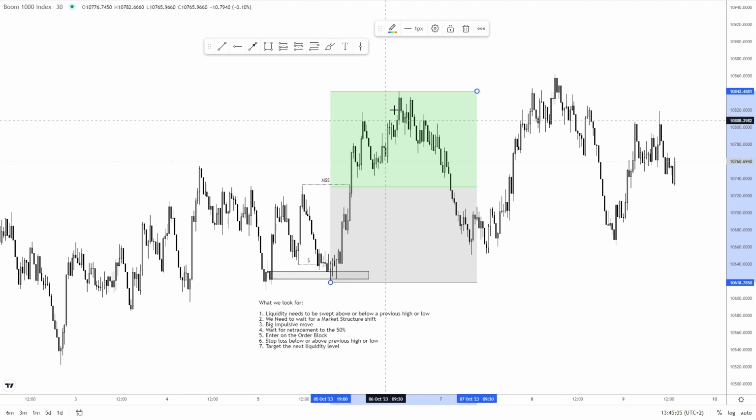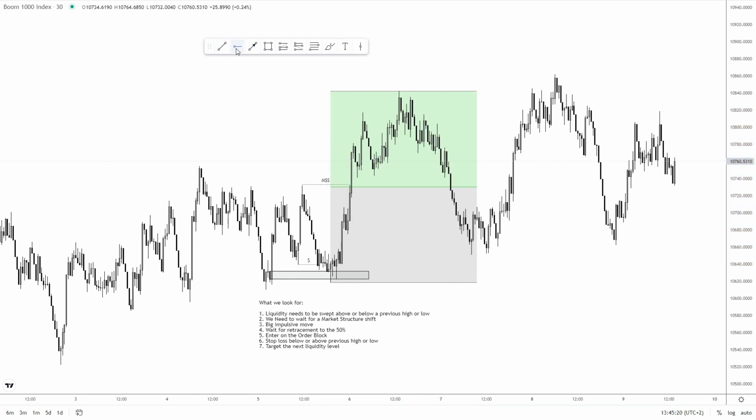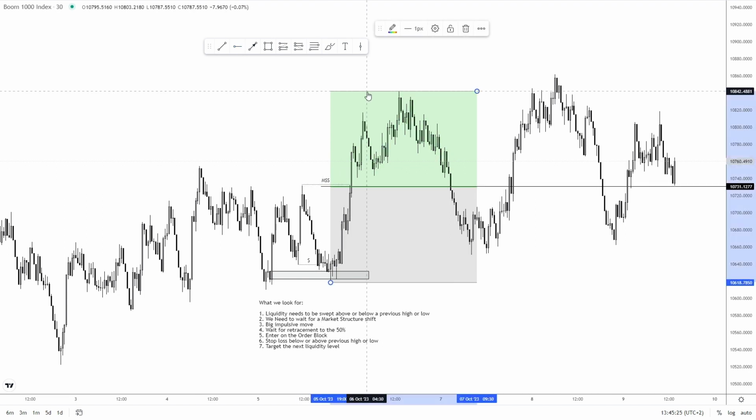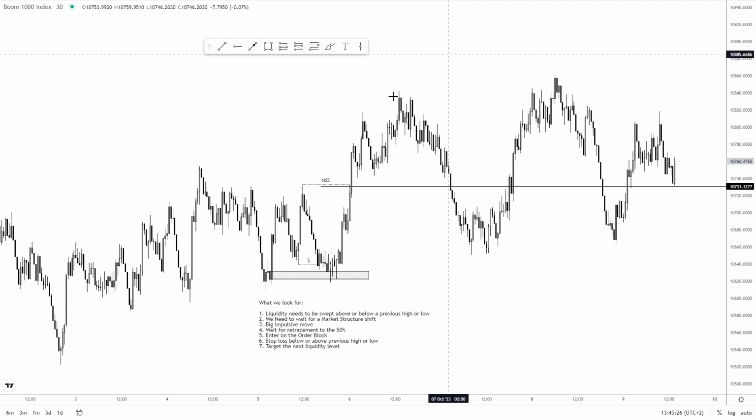As you can see, it came down to discount below the 50%. So I want to take a trade below this area. It needs to be below the 50%. Let's just mark that out, and then we can delete the fib. Okay, below the 50%. Now, market structure shift.